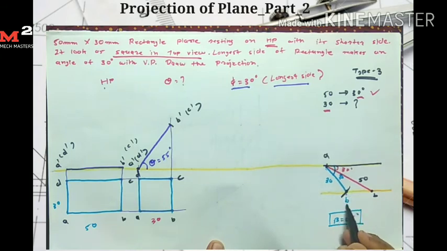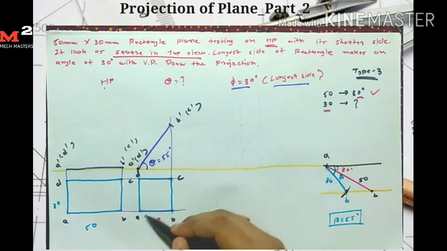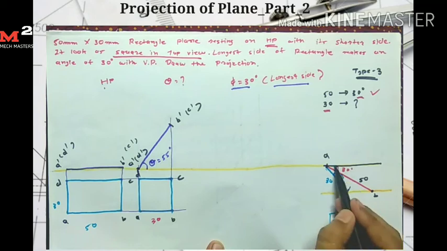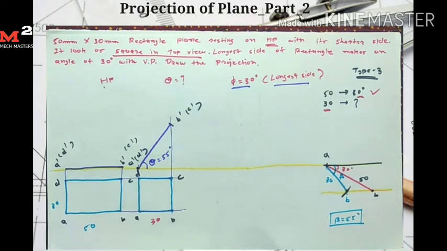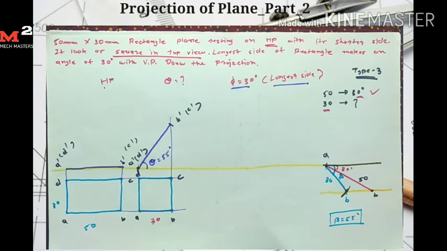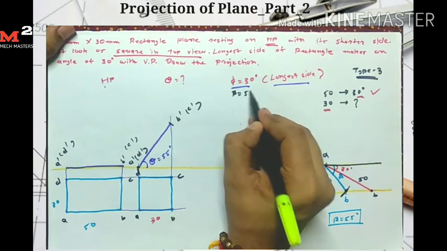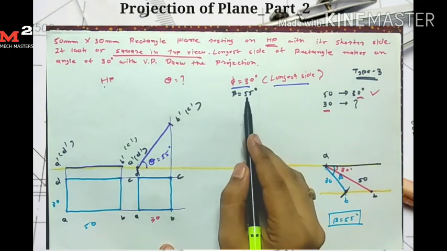So here I get my point B. This is my final line AB for this stage. The angle made by this line AB is our apparent angle beta. In this way we find our angle beta, and if we measure this angle beta, it is equal to 55 degrees. So now our new angle beta is equal to 55 degrees, and we draw the line AB at an angle of 55 degrees.